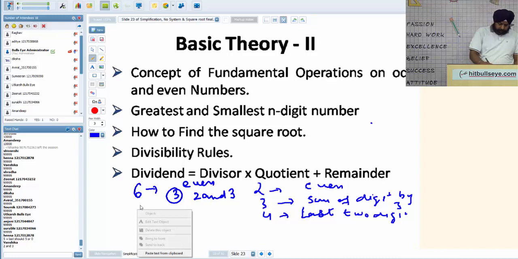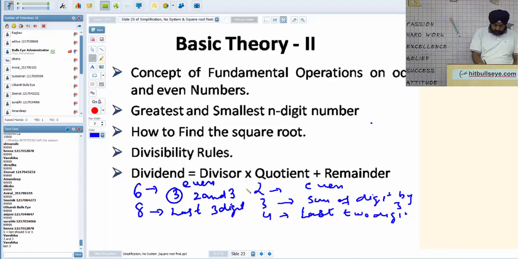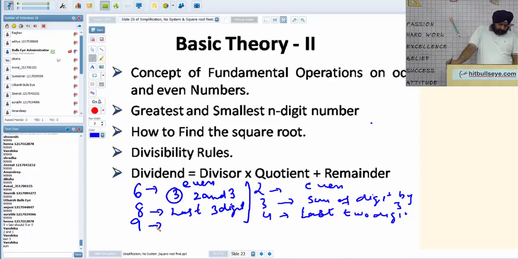8: need not check 7, it's longer. For 8, check the last 3 digits; as in the case of 4 it was the last 2 digits, in the case of 8 it's the last 3. Absolutely. What about 9? Yes, I seek an answer from your side. Absolutely, the sum of the digits should be divisible by 9.